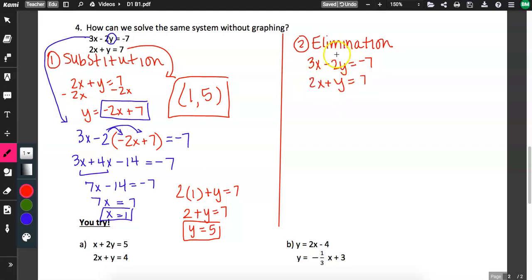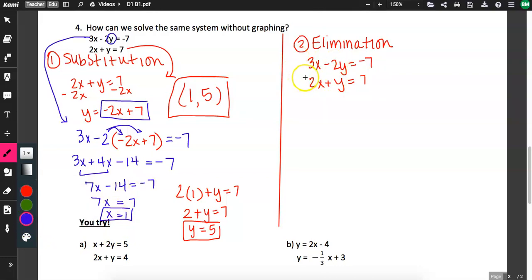So I want to eliminate, or get rid of, an entire variable. Now I can do that by adding the equations together, but one of the variables has to have the same coefficient, but opposite signs. So I can see that happening with the y variable already, right? This is a negative 2y and a positive y, but the coefficients don't match.